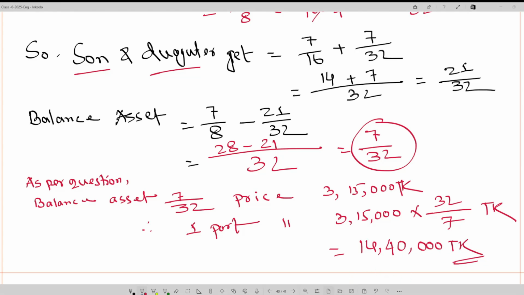It's very important math, so don't neglect this one, and first try to understand the question.